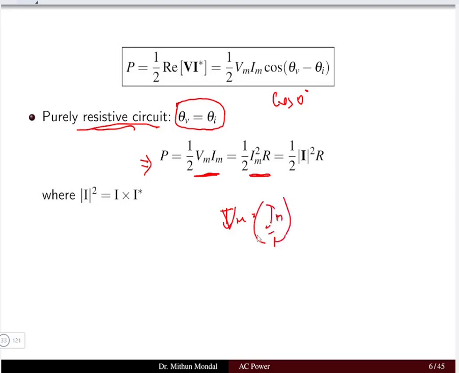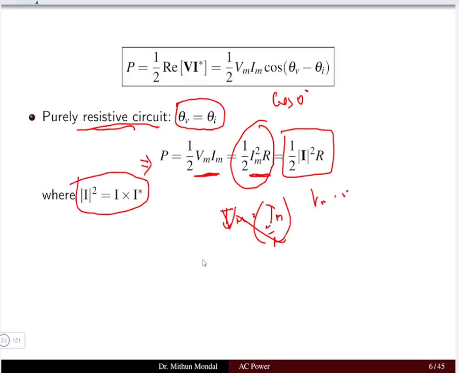Okay, so I can write this in the format of Ohm's law, Vm is equal to Im into R. So that equation I am writing here in the form of half current phasor square into R, because I know that the current phasor square is equal to I into I conjugate. So if I want to calculate the average power for a purely resistive network where there is no inductor or a capacitor, I can write it in the form of half Im square R in the time domain, or half square of the phasor current multiplied with the resistor.